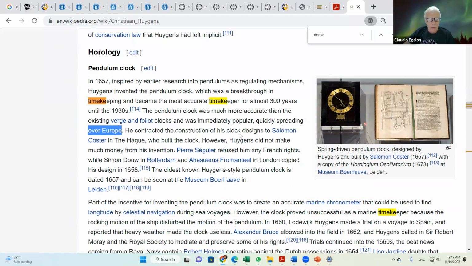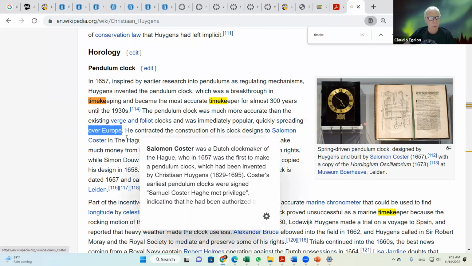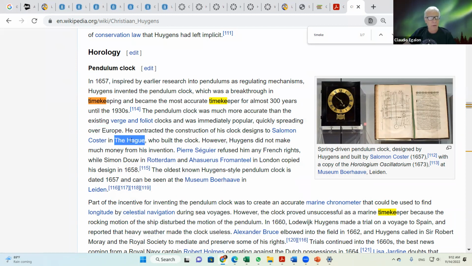He contracted the construction of his clock, designed as Solomon Coster, in The Hague. Have you heard of The Hague, the city of The Hague? Okay, who built the clock. However, Huygens did not make much money from his invention. Pierre Séguier refused him any French rights, while Simon Duod, okay, he tried to patent, right? In Rotterdam, and copied his design in 1658.